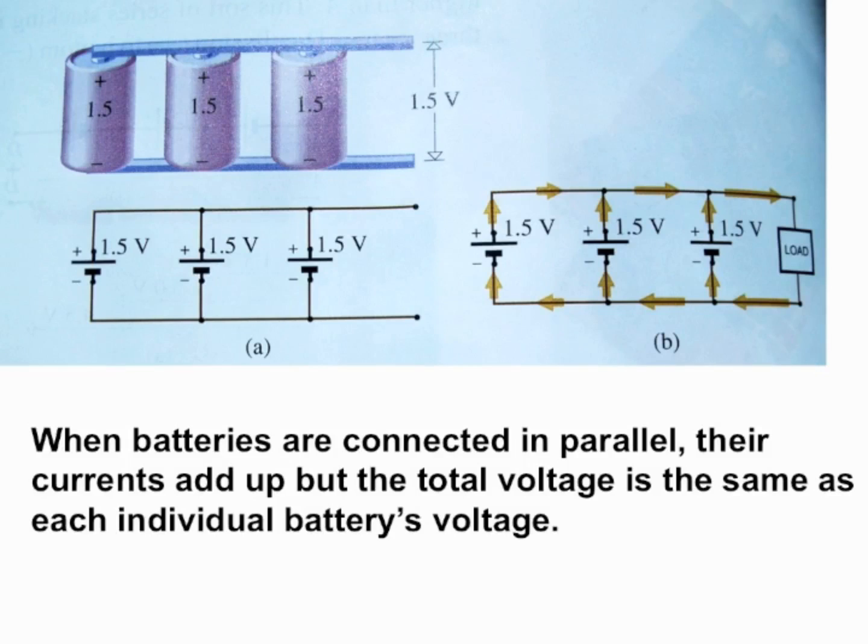Batteries in parallel. When batteries are connected in parallel, their currents add up, but the total voltage is the same as each individual battery's voltage. So it's kind of the opposite effect when we compare it to hooking batteries up in series. Let's say we have these C batteries here, 1.5 volts. Well, if we connect three of them in parallel, we're still getting 1.5 volts, but we will get triple the current. This is a good trick sometimes if you need more current but low voltage. Just hook batteries up in parallel.